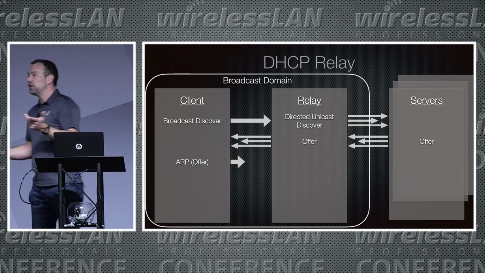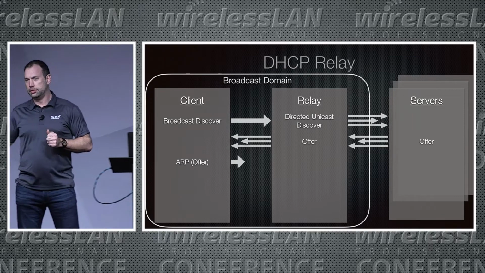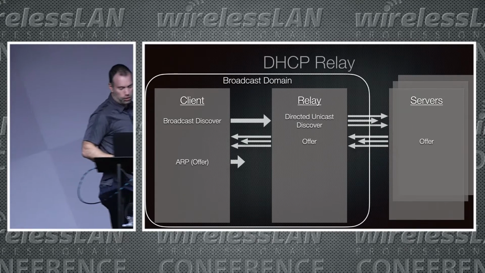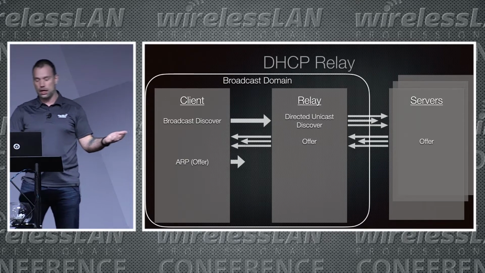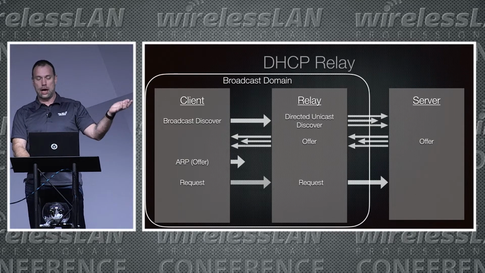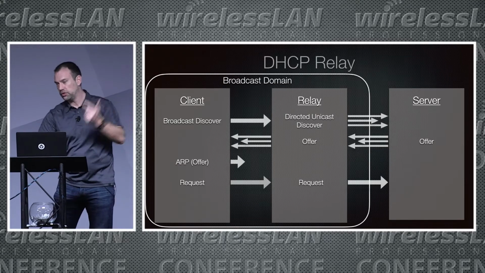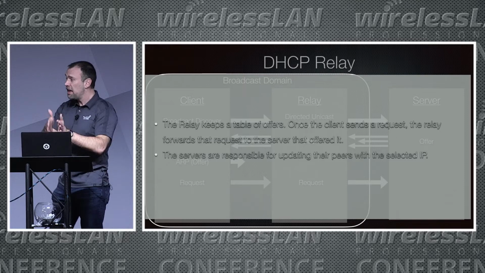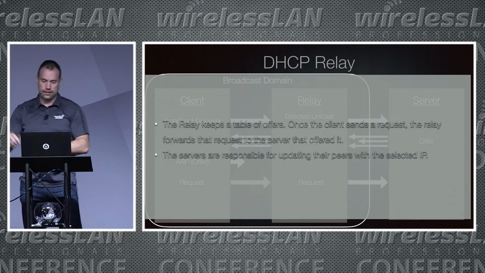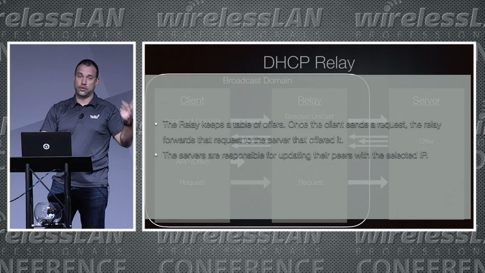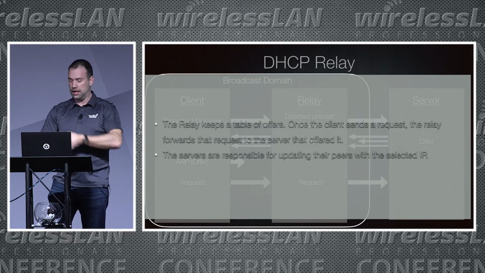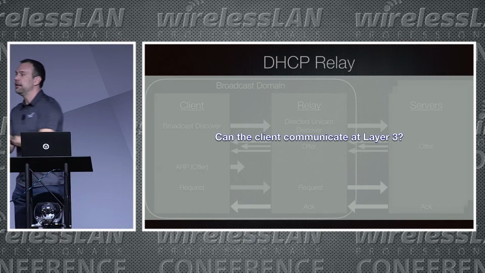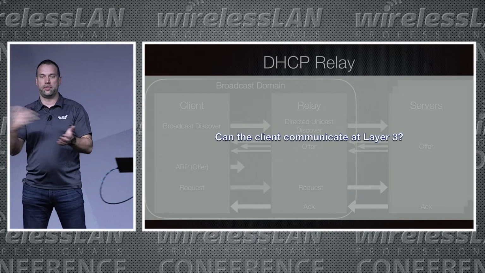So now we have something that's not DHCP. Now we ARP, right? We send out an ARP and we say, is this IP address currently available? And let's just assume it's not currently in use. So now we're going to send a request. The request is going to be forwarded on to the server, and again, the relay keeps that table and updates, and then the servers are responsible for updating their peers.